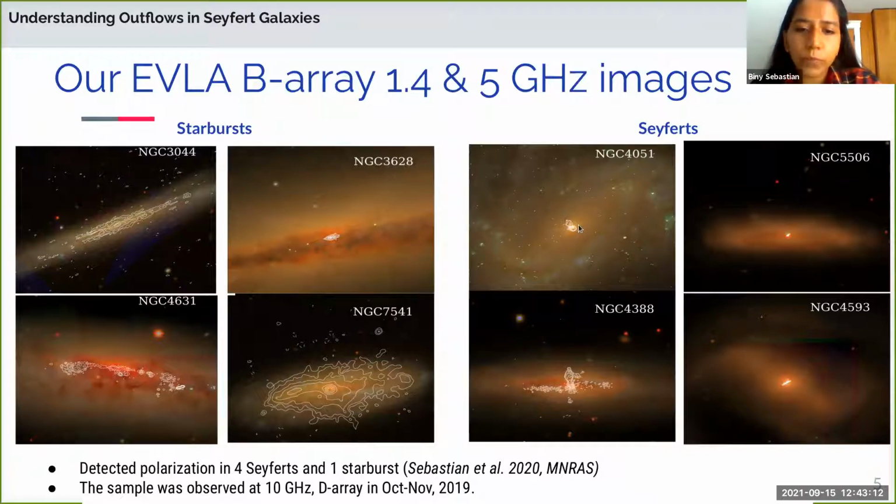So we detected polarization in only 4 Seyfert galaxies and in 1 starburst galaxy. This might be due to a variety of depolarization effects that are at play. So we further observed these sources at 10 gigahertz. Our initial analysis shows that most of these sources indeed show polarization.